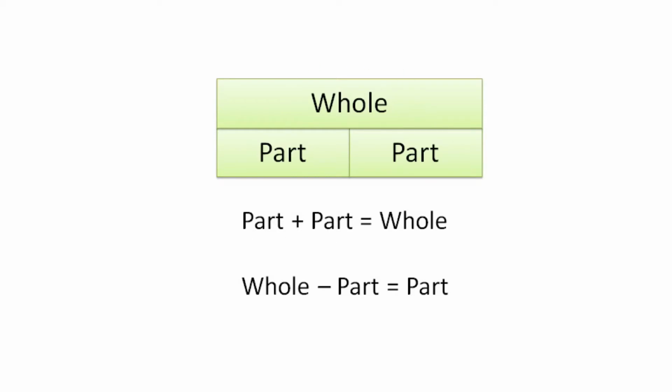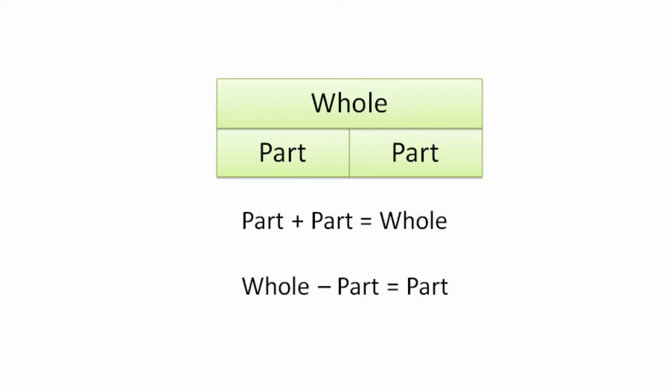But we can also use the part-part-whole table to work out what a missing part in a maths number sentence could be. And the rule for that is one whole take away part equals the other part of the maths equation.